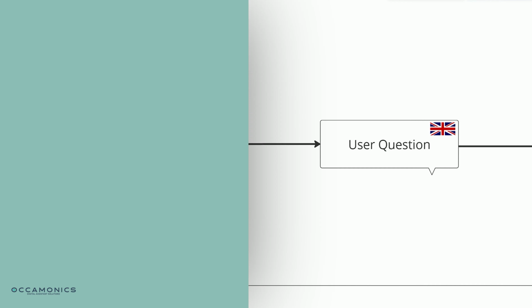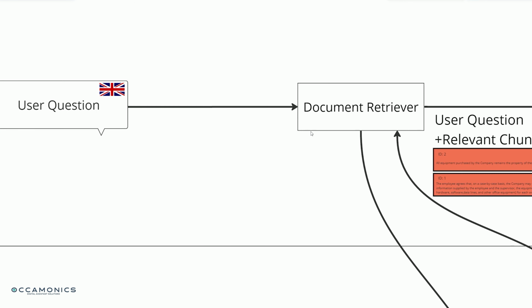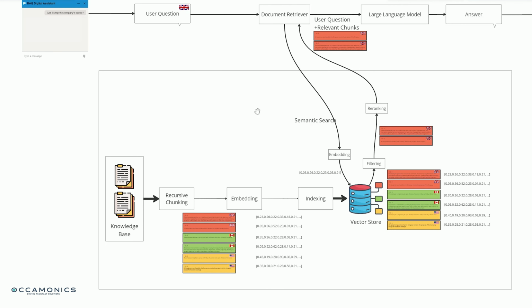Alright, now that we saw RAG in action, let's dive a bit deeper and see how it actually works. Our journey begins at the Oracle Digital Assistant, where your question sets the entire process in motion. This question is directed to a crucial component called the document retriever. Picture this as a highly efficient librarian adept at navigating through a knowledge base teeming with your company's specific data.